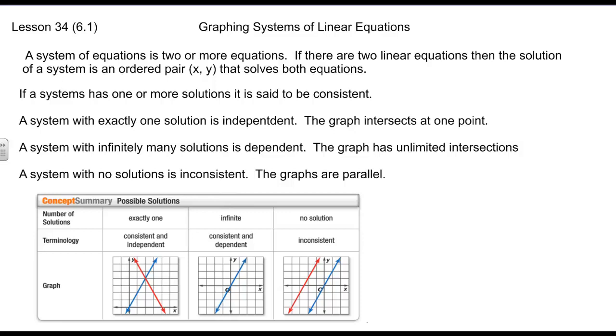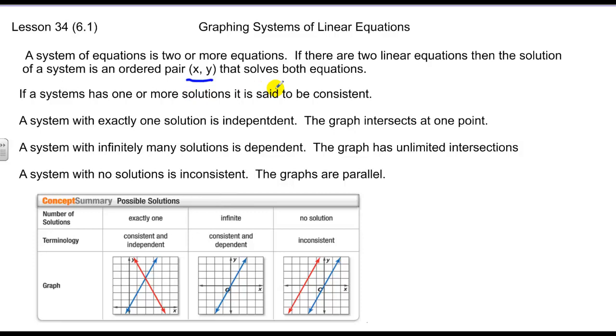Today we're going to talk about systems of linear equations and graphing them. Now, a system of equations is basically two or more equations. And if we've got two linear equations, which means two equations of lines, then the solution of that system is an ordered pair, an x and y point, that solves both equations.